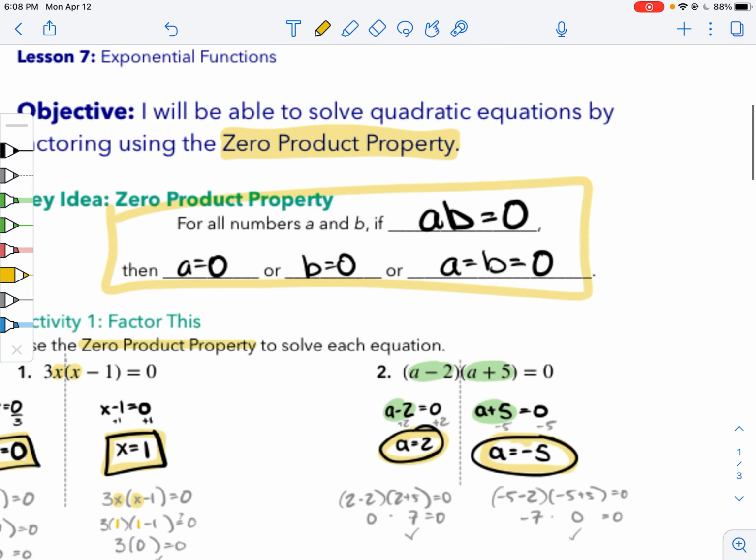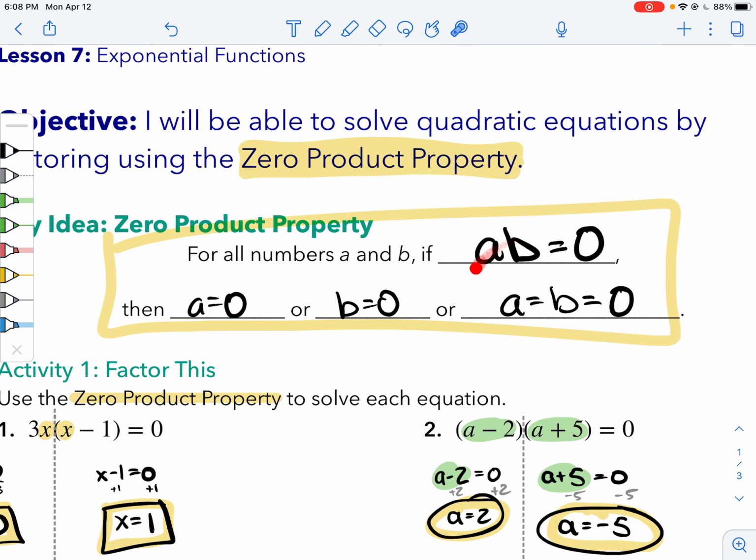So remember the zero product property: if you have things multiplied together and that equals 0, then one of them has to be 0. But see what happens to make them all 0.